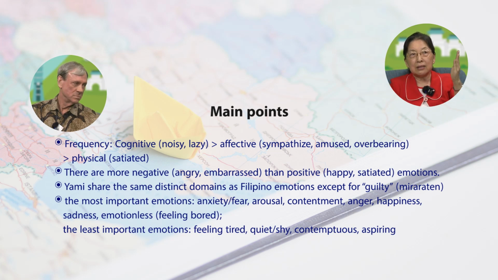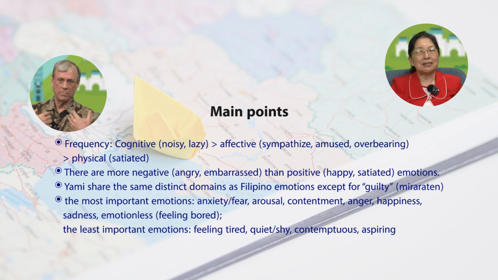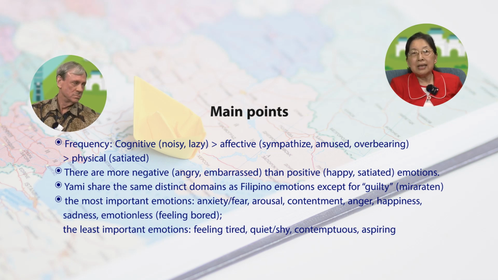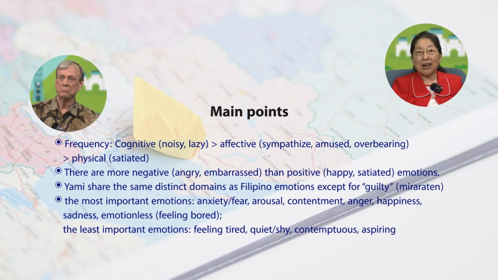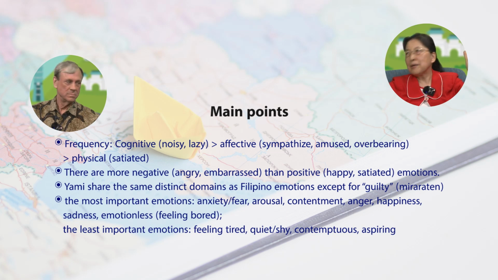But the word for Yami, for guilt, miraratan, means have a lot of bad things. I have a lot of bad things inside me. Right. And the most important emotions are anxiety, fear, arousal, contentment, anger, happiness, sadness, emotionless, like feeling bored. The least important emotions include feeling tired, quiet, contemptuous, and aspiring. Most and least common in terms of numbers in your corpus. Right. So maybe they are not that tired, they are not that quiet, and they are not that proud or aspiring. So that's our results.